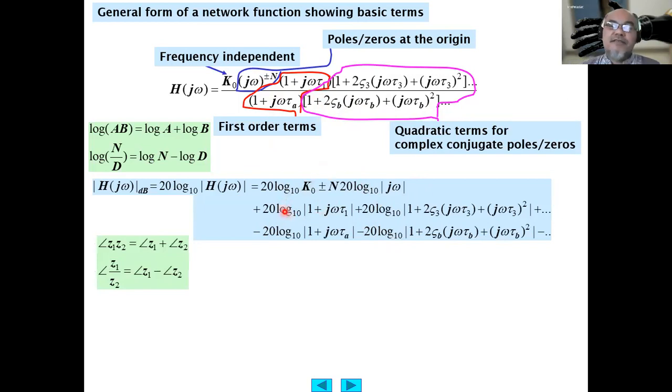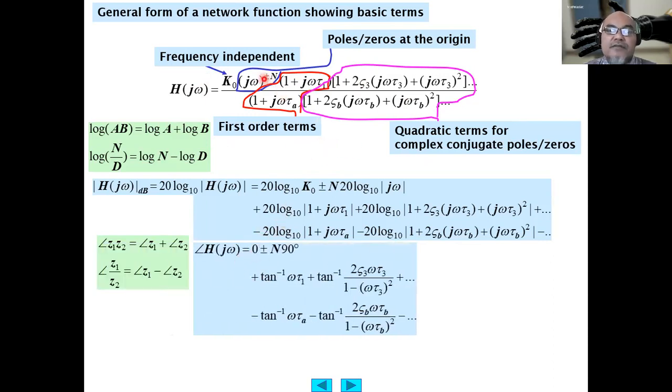Okay, to estimate the phase angle, when we have multiplication, the phase angle is the addition of the phase angle of the first factor and the phase angle of the second factor. The phase angle of z1 z2 equals the phase angle of z1 plus the phase angle of z2. The phase angle of z1 over z2 equals the phase angle of z1 minus the phase angle of z2.